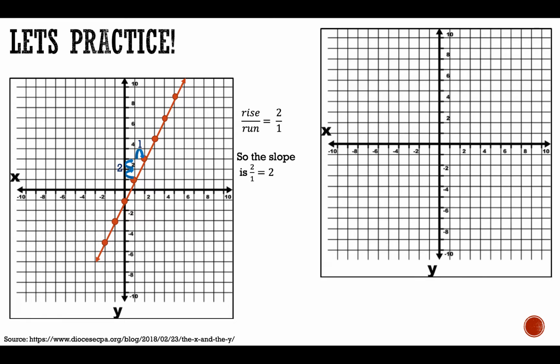Here's another example, and this is our function. So we need to find our points. Perfect. And now we do rise over run. So 1, 2, 2 for our rise, and 1, 2, 3 for our run. So our slope is 2/3.